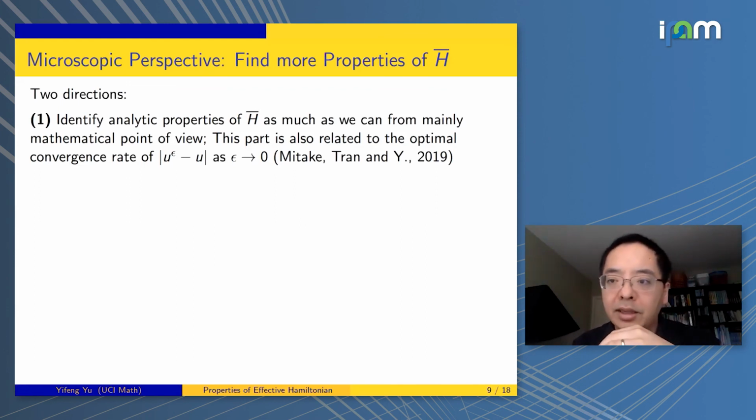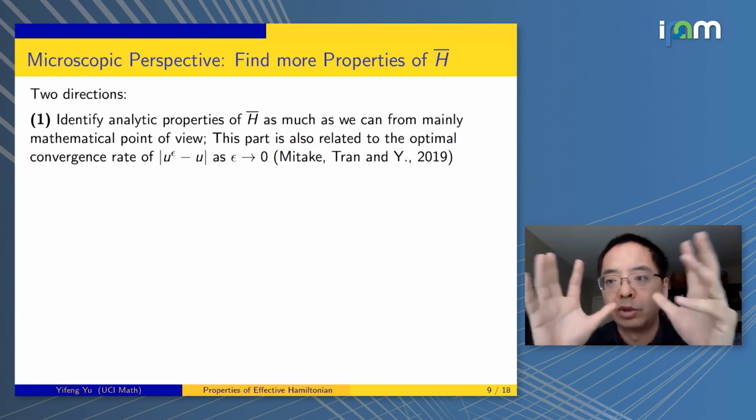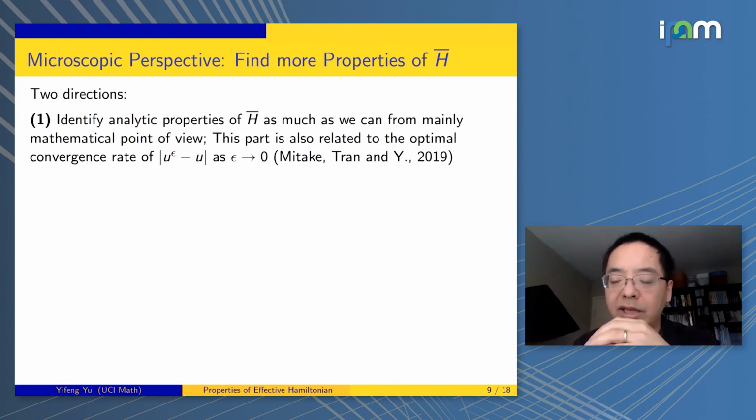Now this one is related. The property of the effective Hamiltonian, on the other aspect, is closely related to the optimal convergence rate of this homogenization, right? And the fundamental question is: how fast does u epsilon converge to u bar?